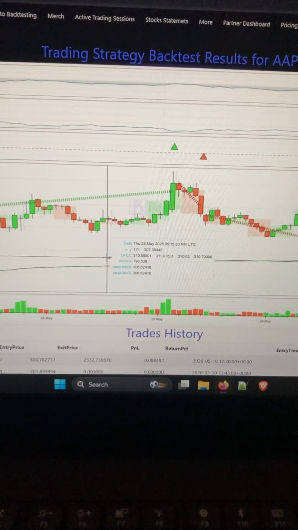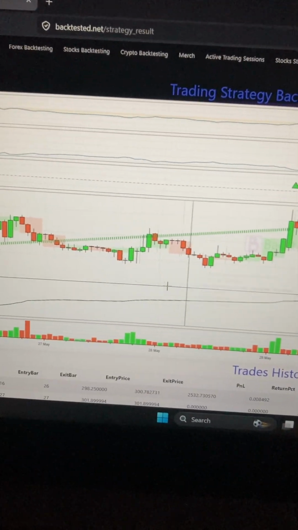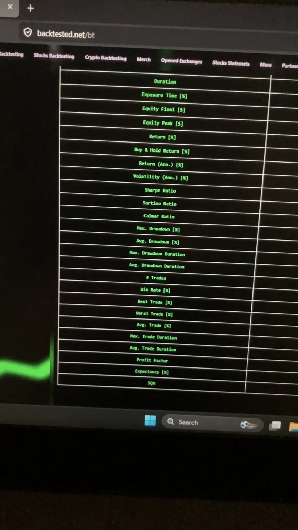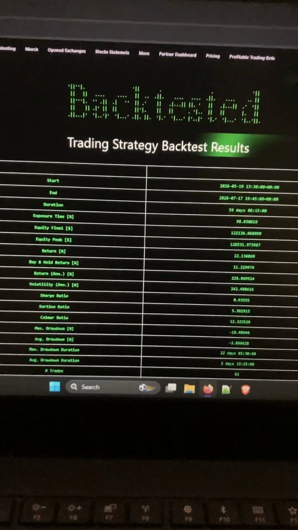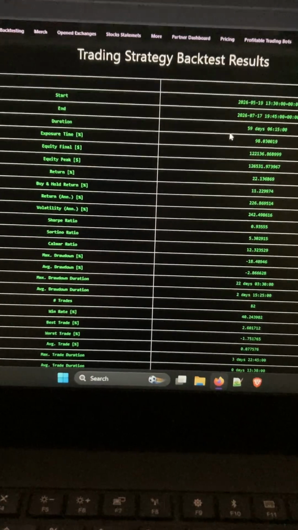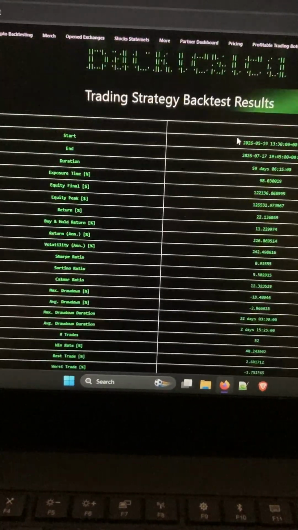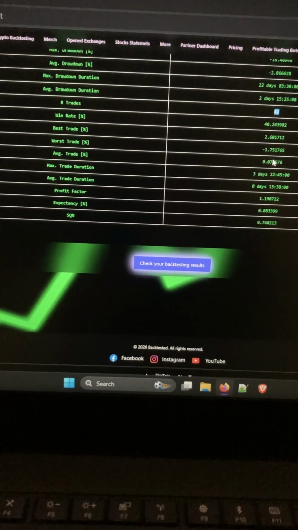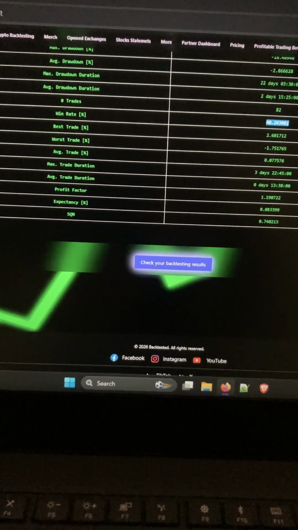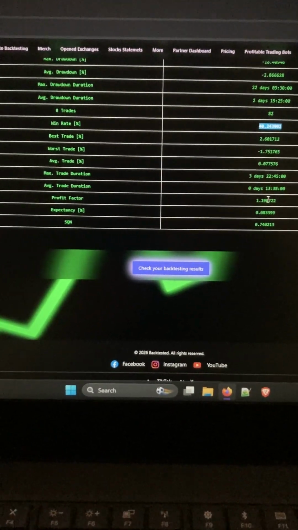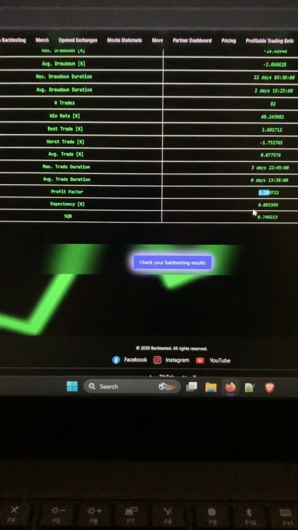So these are the trades in the chart, and this is the stats. As you can see, a 22% return and 82 trades with a win rate of 40.24% and a profit factor of 1.19.